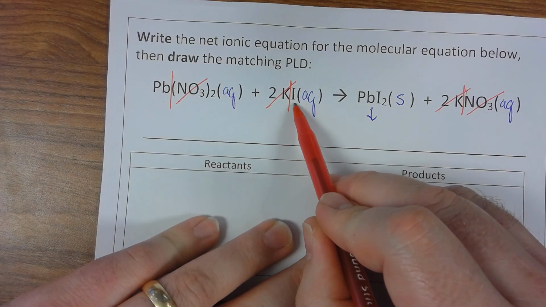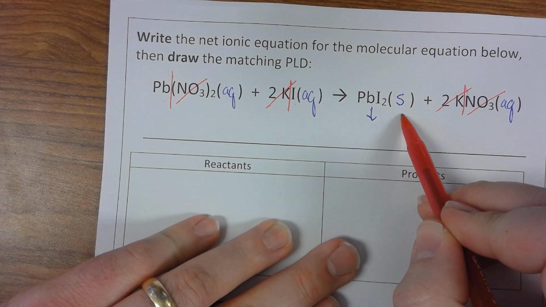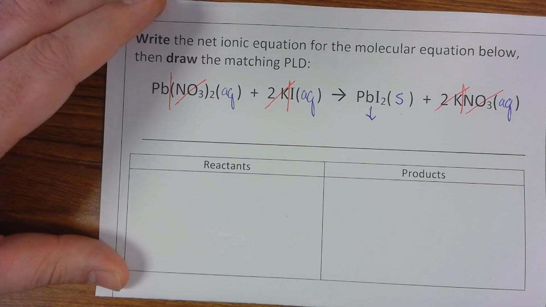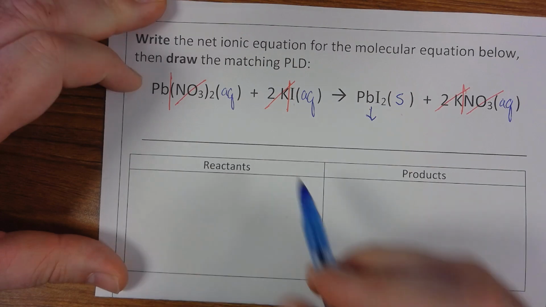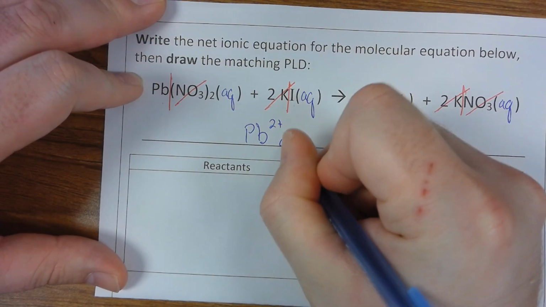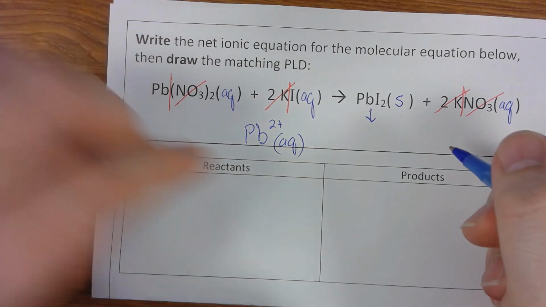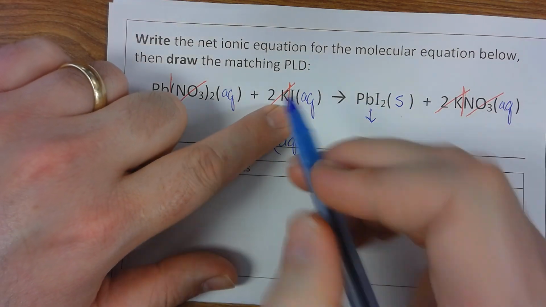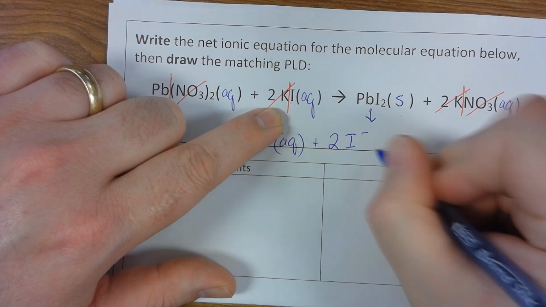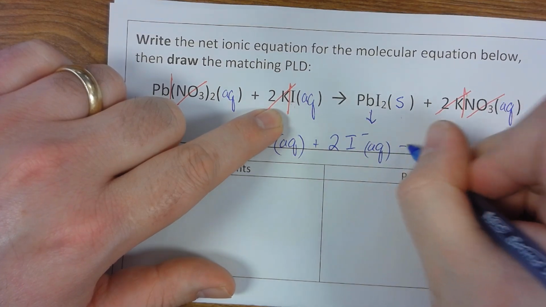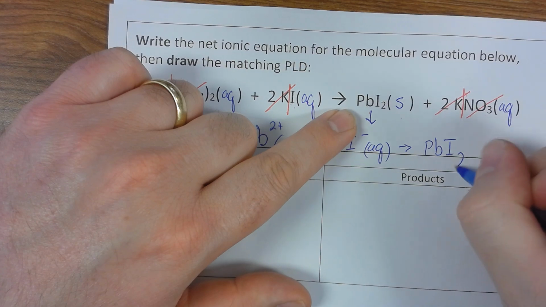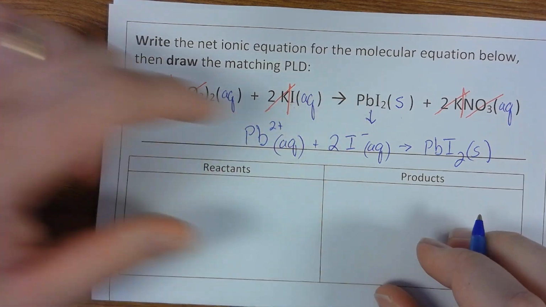He's dissociated on the way in, but he is not dissociated on the way out. He is going to participate in this chemical reaction. So I'm just going to rewrite what's left. I have my leads, which will have a charge of 2+ at this point. I have my iodines, and there are 2 of them. And then I have the PbI2, which will be a solid, just like that.